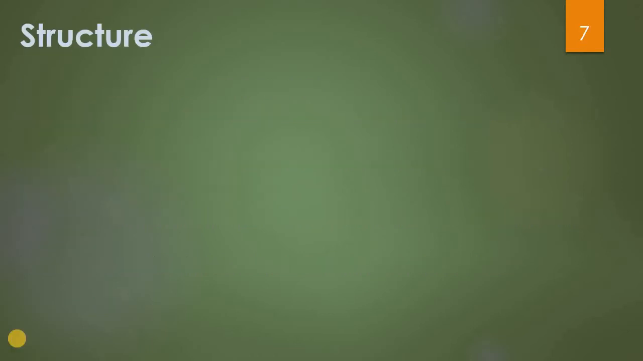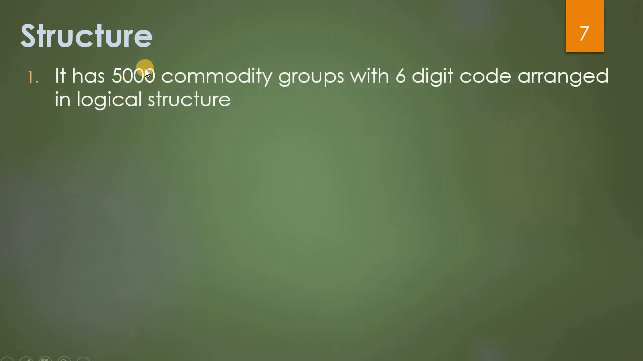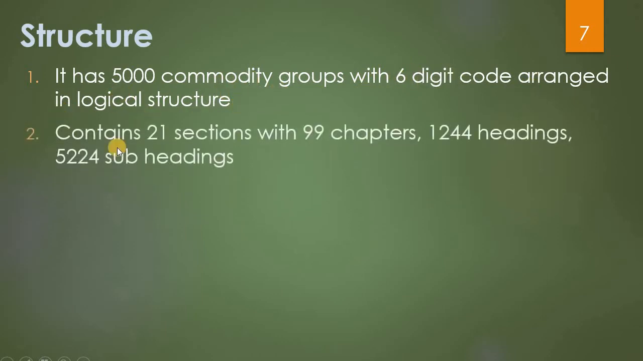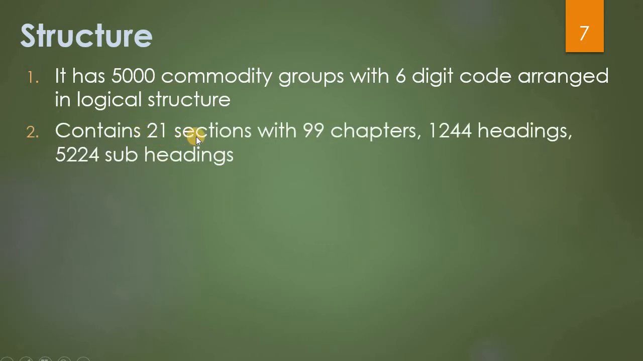Now let us know the structure of HSN in India. In India, it has around 5,000 commodity groups with a 6-digit code arranged in a logical and systematic structure. It contains 21 sections with 99 chapters, 1244 headings and 5224 subheadings. This is a vast structure, with so many chapters, headings and subheadings. All these 5,000 commodities are divided in a logical structure into various sections, chapters, headings and subheadings.